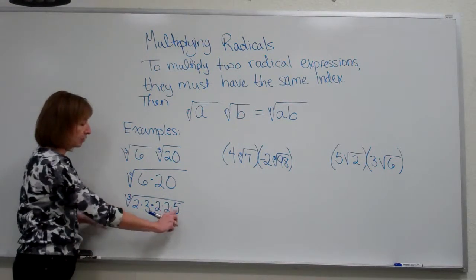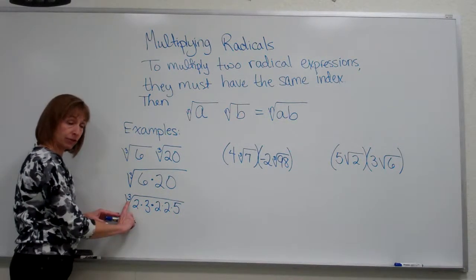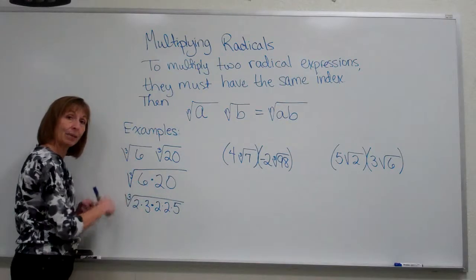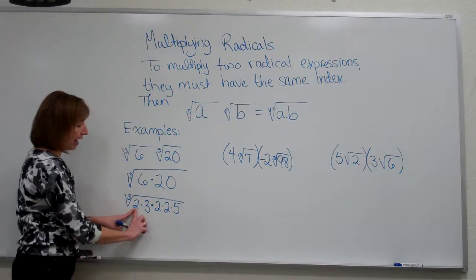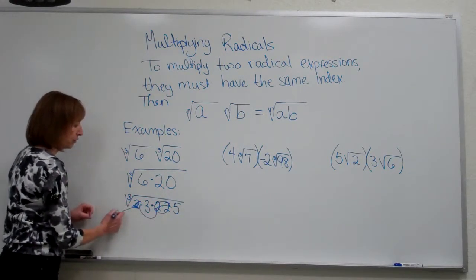Now this is all attached by multiplication under the cube root. So if I have 3 identical factors under the cube root, that number can come out of the cube root. So I have 2 times 2 times 2. I have 3 factors of 2. So a 2 will come out.